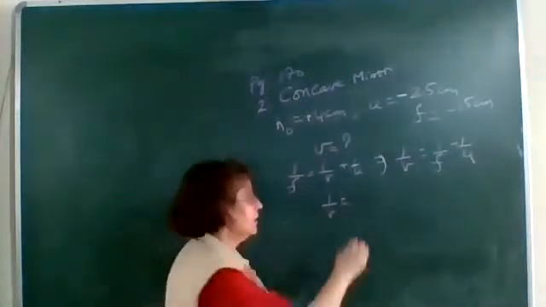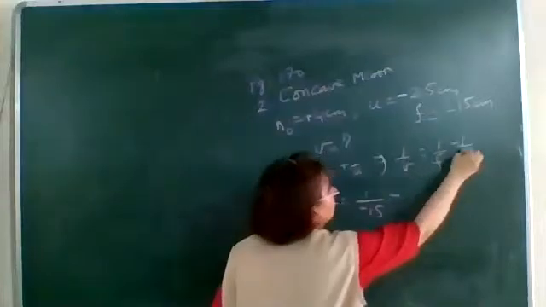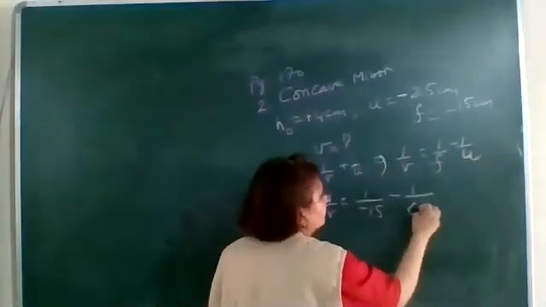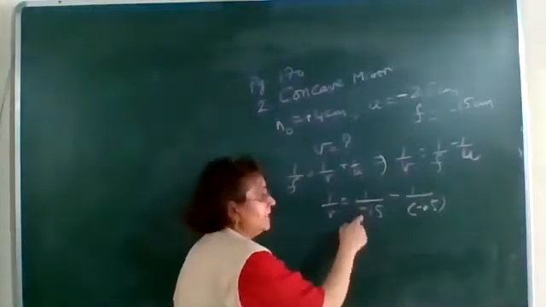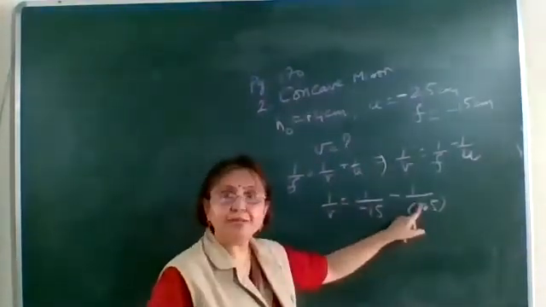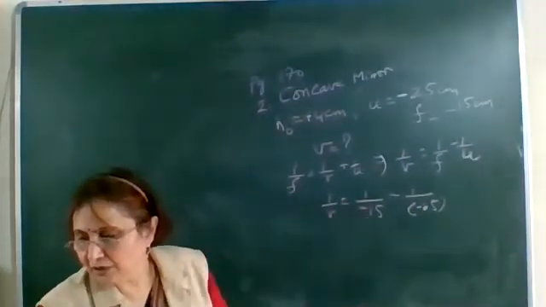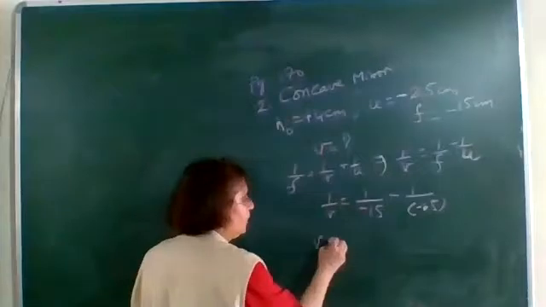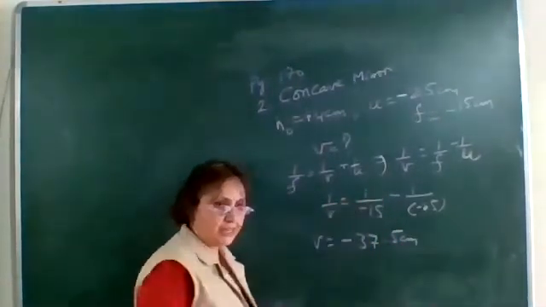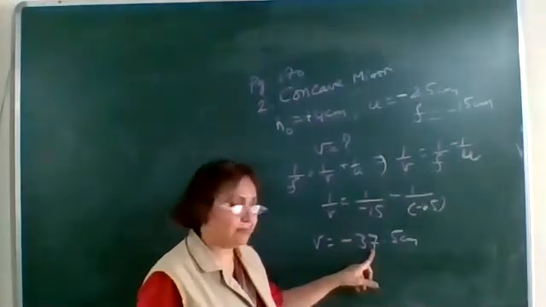Substitute the values. F is minus 50 and U here is minus 25. So it becomes minus 1 by 50 plus 1 by 25. On solving it, you get V to be minus 37.5 centimeter. Simplify it, you will get the image distance to be minus 37.5 centimeter.